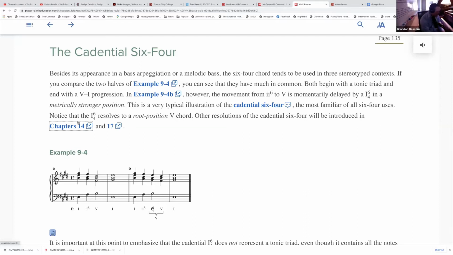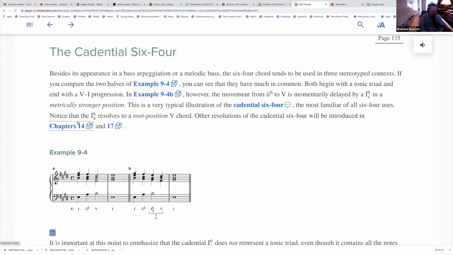So here we are. That was A. Now here's B with the cadential 6-4 in it. So we don't need the cadential 6-4. We don't have to have the cadential 6-4. We could just play A. But it's kind of nice and decorative. And that's your cadential 6-4.